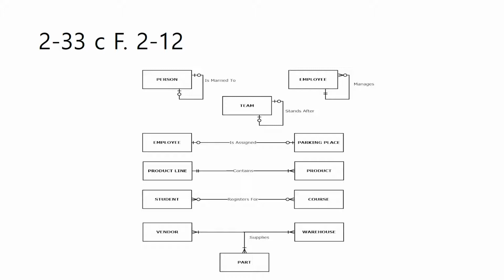So you can see person is married to 0 to 1, team stand after 0 to 1, employee manages 0 to many employees, and employee is supervised by only just one employee. And then the employee is assigned to 0 or 1 parking place. Parking place also is assigned 0 or 1 employee.